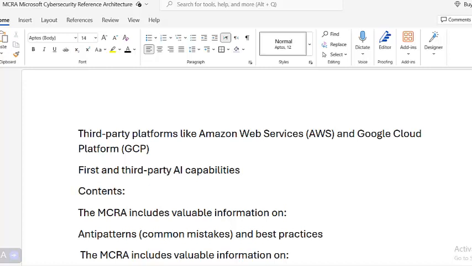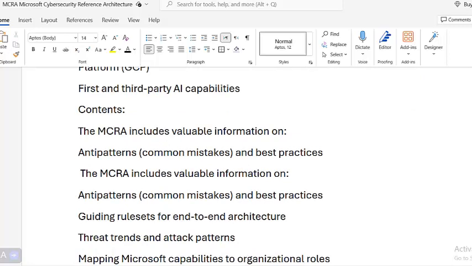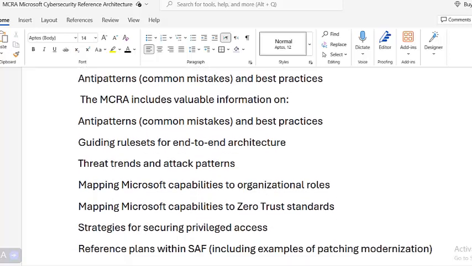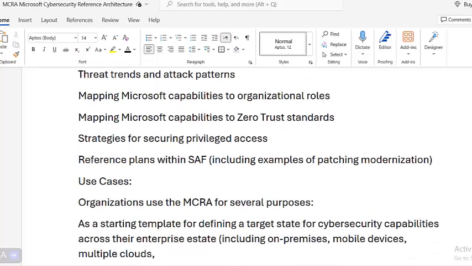So, contents. The MCRA includes valuable information on anti-patterns, common mistakes, and best practices, guiding rule sets for end-to-end architecture, threat trends, and attack patterns, mapping Microsoft capabilities to organizational roles, mapping Microsoft capabilities to zero trust standards, strategies for securing privileged access, and reference plans with SAF, including examples of patching and modernization use cases.